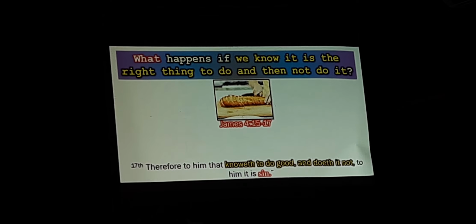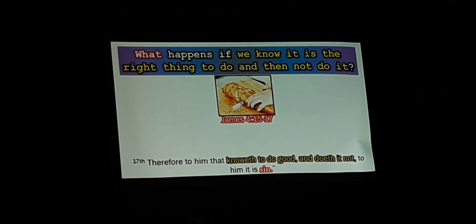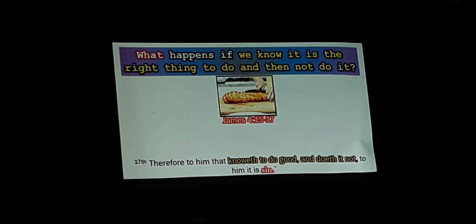Okay. Therefore, to him that knoweth to do good and doeth it not, to him it is sin.